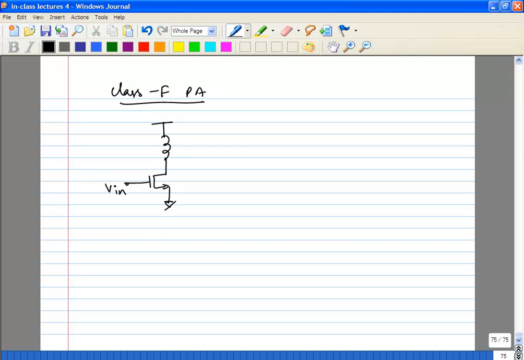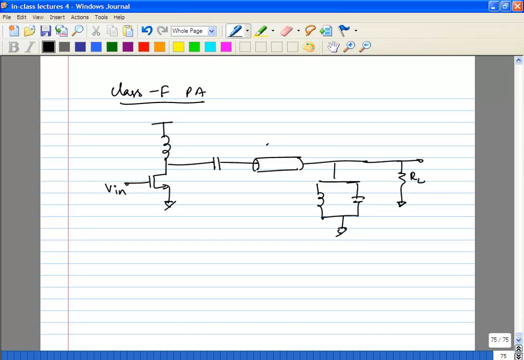The idea here is actually slightly different. What you're going to try to do is use a transmission line of a certain length. You're going to use a lambda by 4. So you know the properties of the lambda by 4, right?